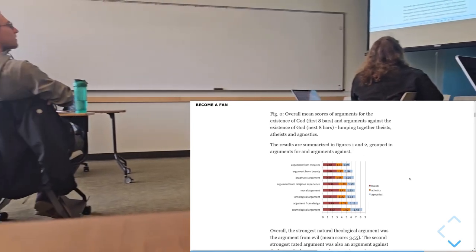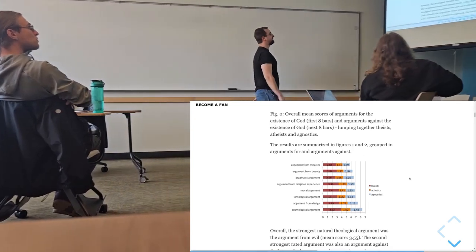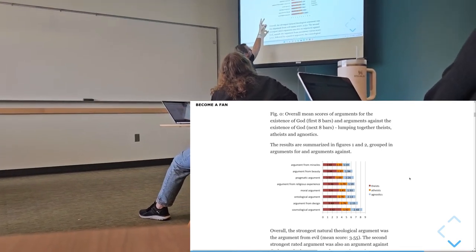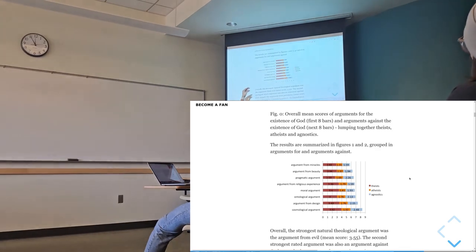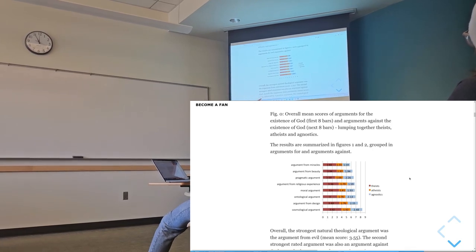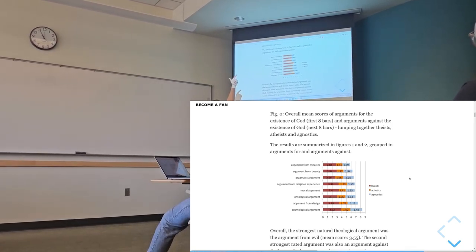On my other PC, it loaded just the image itself. But somewhat difficult to see, towards the top are argument for miracles, argument for beauty, pragmatic argument, argument from religious experience. So these are generally considered to be the supernatural arguments. And we can see that they are the least popular these days.